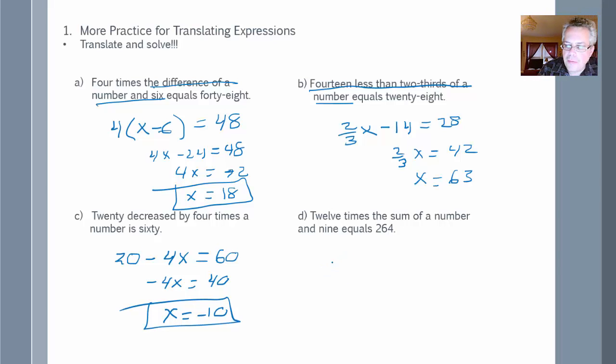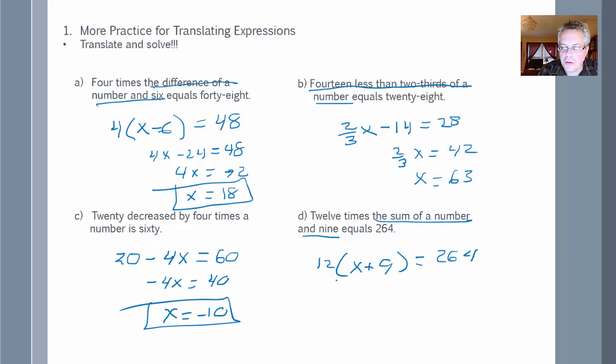All right, the last example. This one's an addition problem. It's 12 times the sum of a number and 9. The sum of a number and 9 is x plus 9. And all of that is being multiplied by 12. And the result is 264.